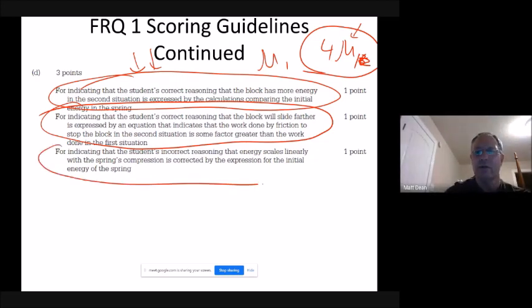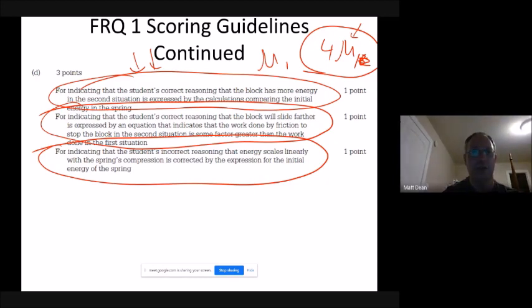Finally, for indicating that the student's incorrect because the energy scale is not linear. It's based on a power of 2, a square. So instead of the spring having twice as much energy, it's going to have 4 times as much energy, and therefore it's going to go 4 times as far. All right, I stumbled on that one a bit, but that's part D. If there aren't any questions, we're going to move on to a completely different question.